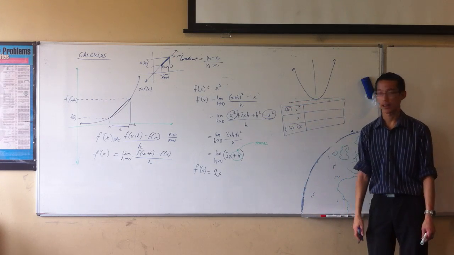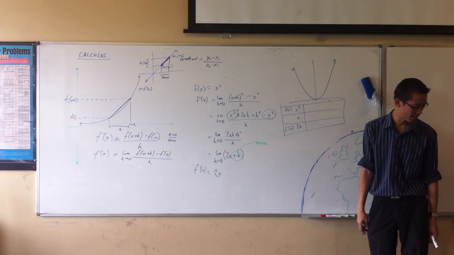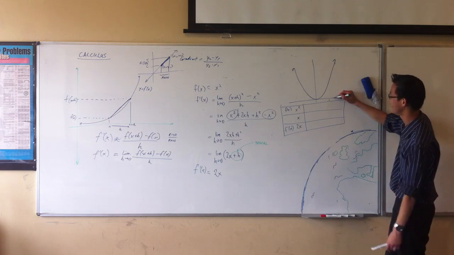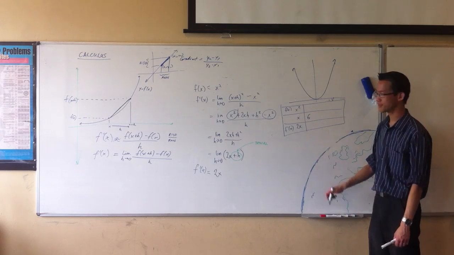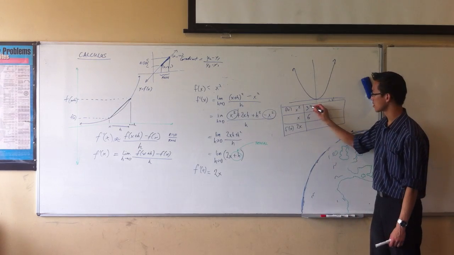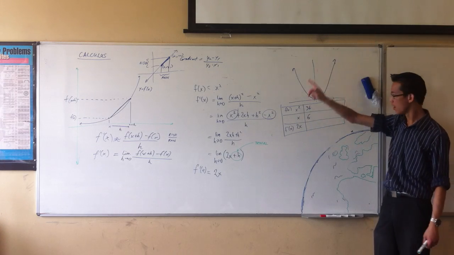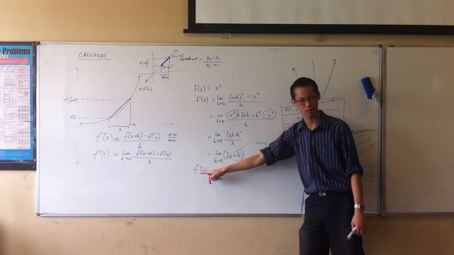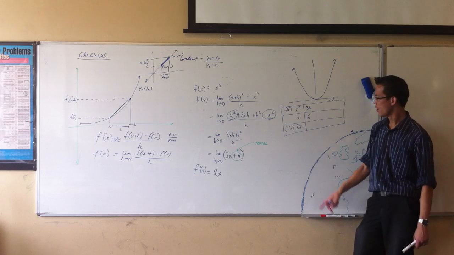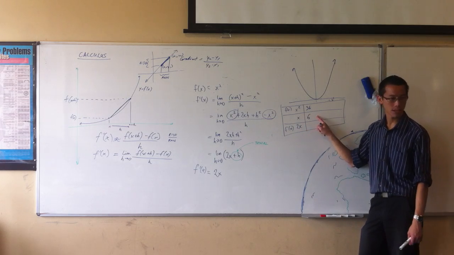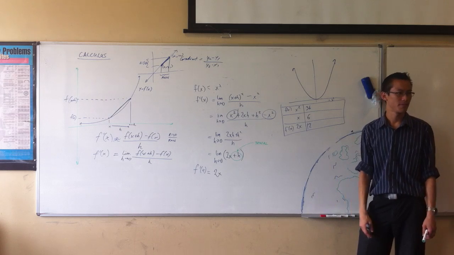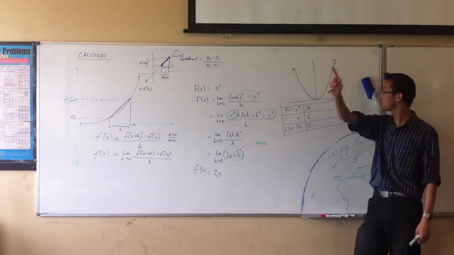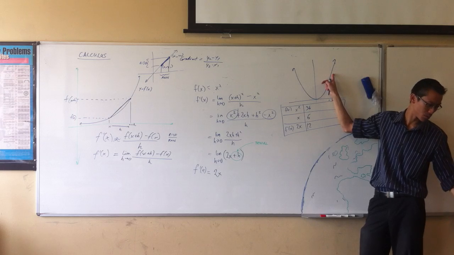Pick a value, any value. Let's take one like, say, 6. So when x is equal to 6, what's f of x? It's 36. So it's quite high up. What's f dash x, this gradient function here? Well, it'll be 2 times 6, which is 12. What does that mean? What's a gradient of 12? That's super steep, which is exactly what you expect over here when x equals 6.